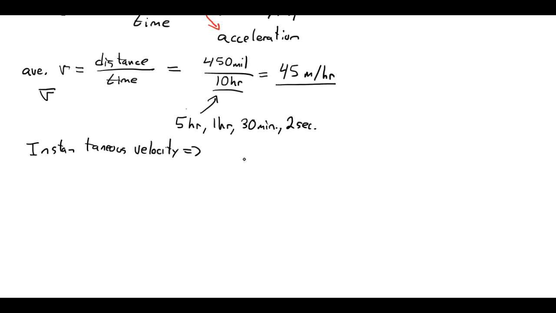And so the instantaneous velocity is my exact velocity at an exact time. The only way to do that is to continue shrinking this time period as much as possible. The smallest time period that I can make for this equation is actually a time of 0 seconds. There's no way to get smaller than 0.